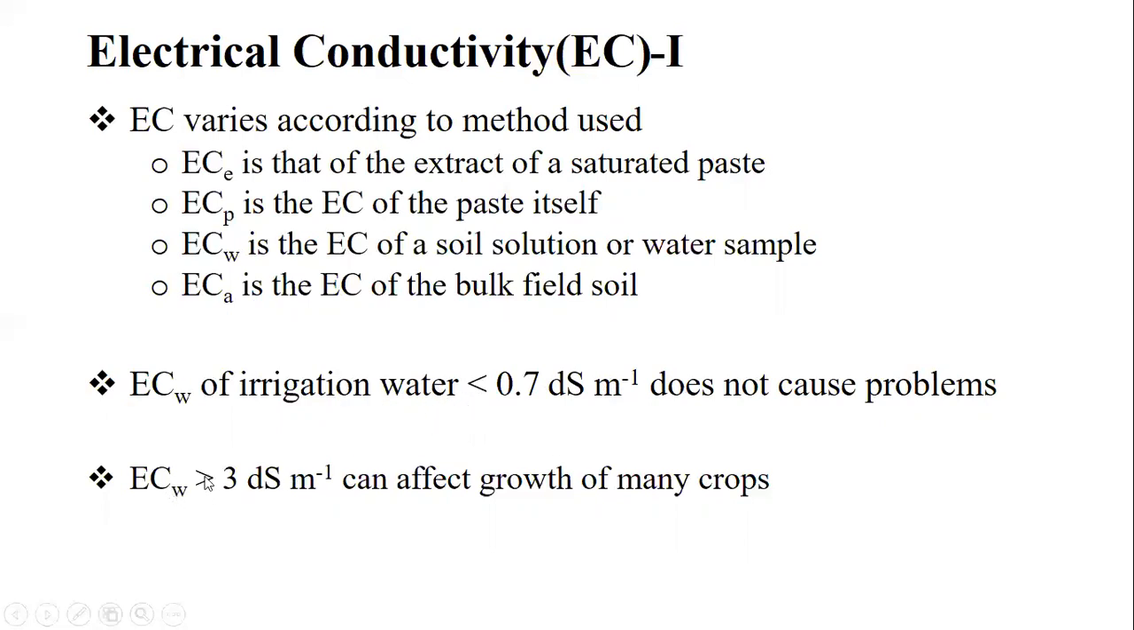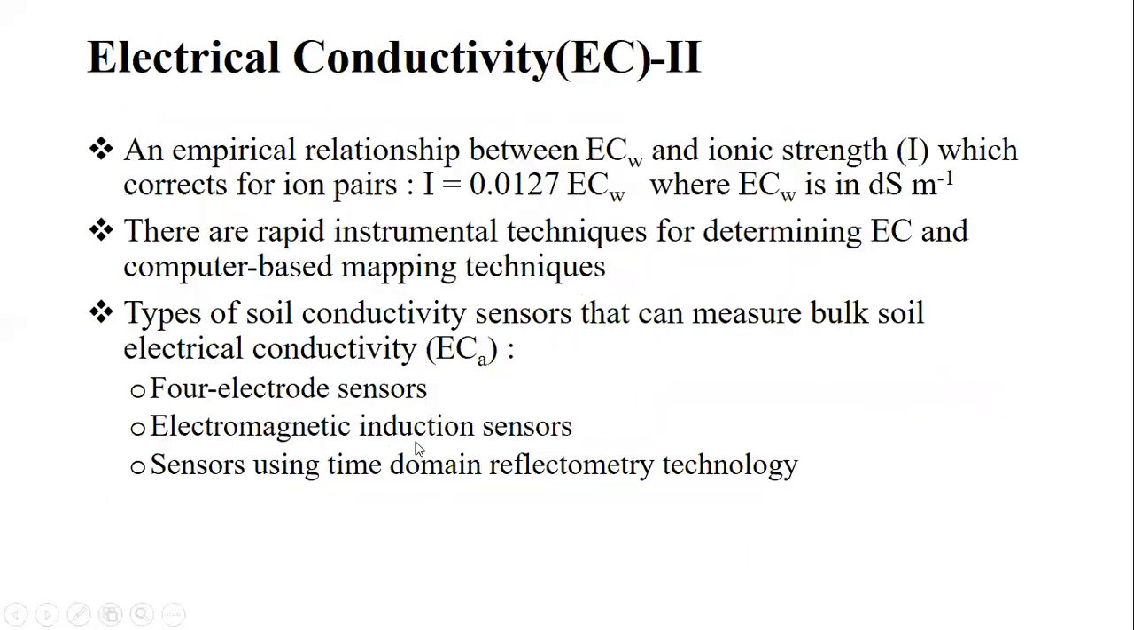If the ECw is greater than 3 Siemens per meter, it can affect the growth of many crops. A lot of crops start suffering, so you would have to watch it. You know that this irrigation water is not good.